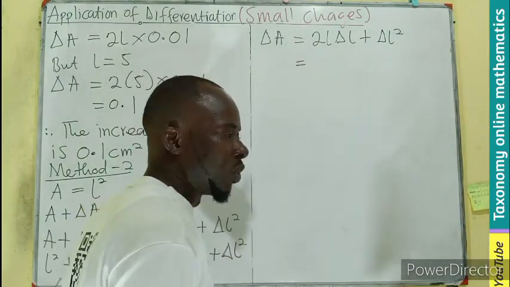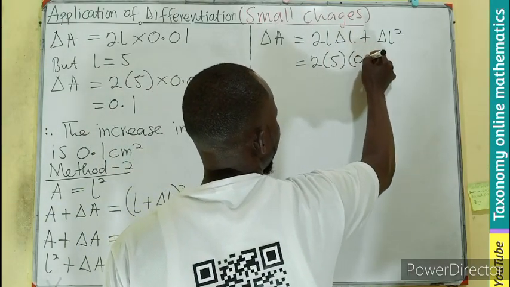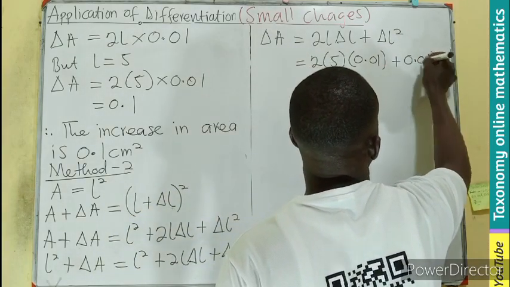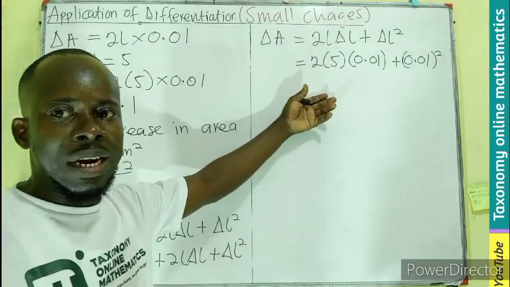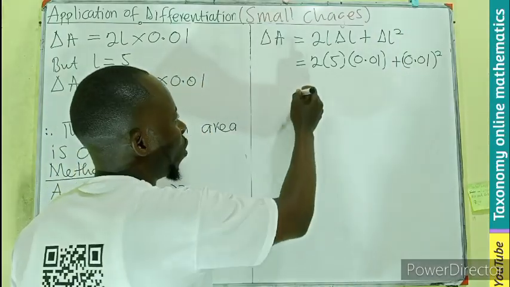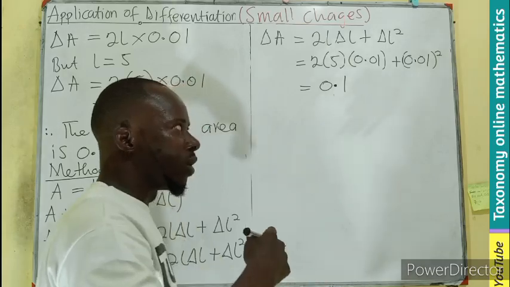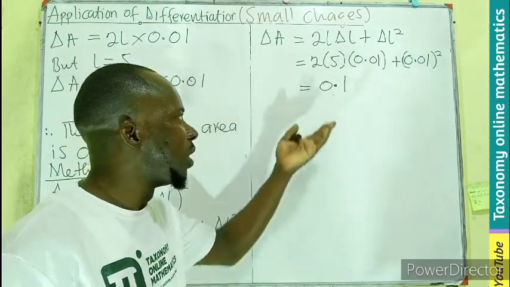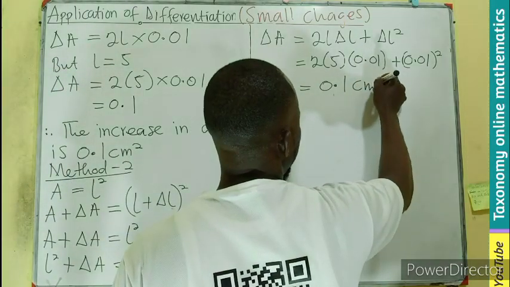So you're only going to do substitution, right? So 2 times L, 5, times delta L, 0.01, plus 0.01 all squared. You know already this will be giving you 0.1 plus 0.0001. All of them together will give you 0.1001, which to one decimal place will give you the same, 0.1. So our area will just be 0.1 centimeter square.